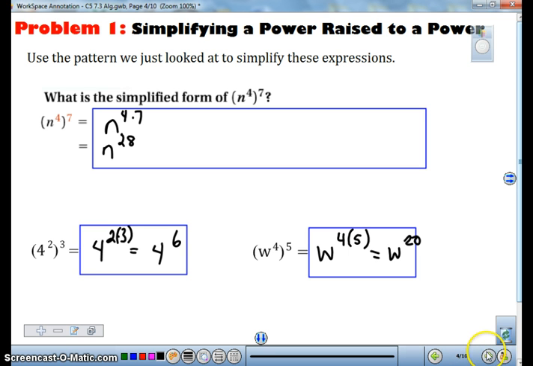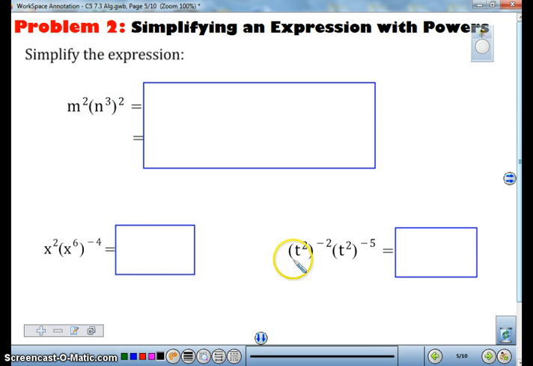Pause it if you need to as you're watching to make sure you have it written down. Replay it again to hear what we're talking about with these rules.